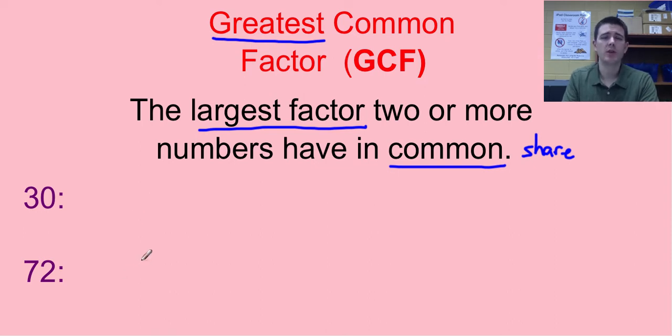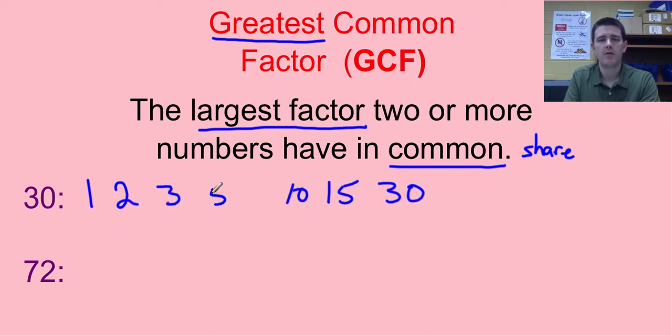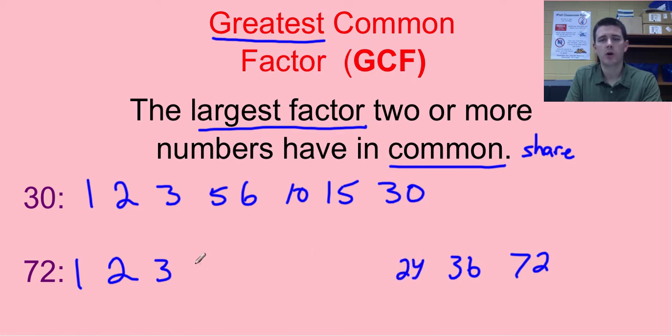30 and 72. We want to know what's the largest number that I could use to make a 30 and I could use to make a 72. So first we list out all our factors. We have 1 and 30, 2 and 15, 3 and 10, 5 and 6. 72, there's a big list here. 1 and 72, 2 and 36, 3 and 24, 4 and 18, 6 and 12, and then 8 and 9.